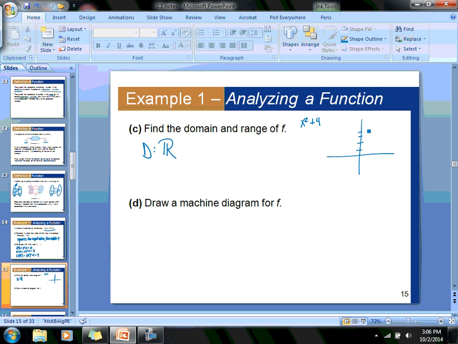And it would have symmetry around the y-axis. But its intercept would be at 4. So that's a really rough graph of what our parabola would look like if I graphed that function.